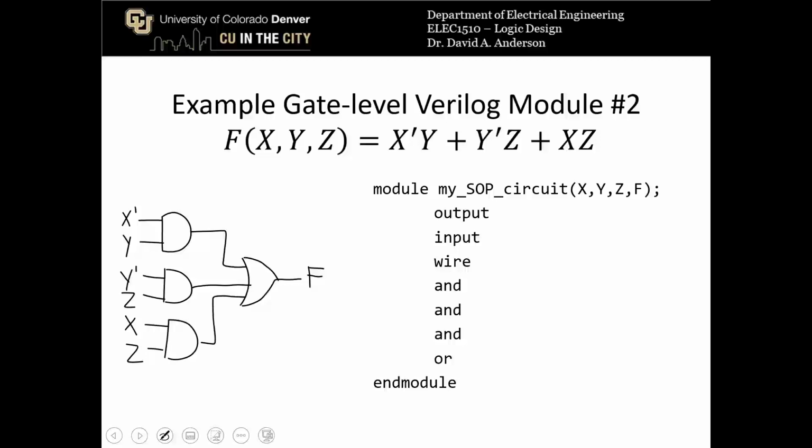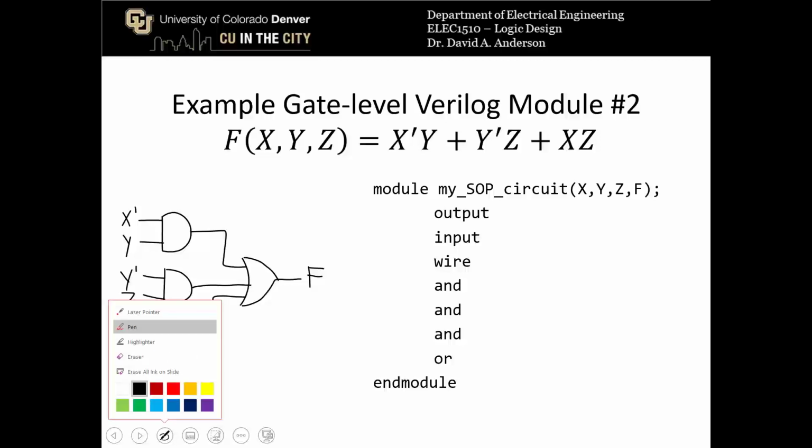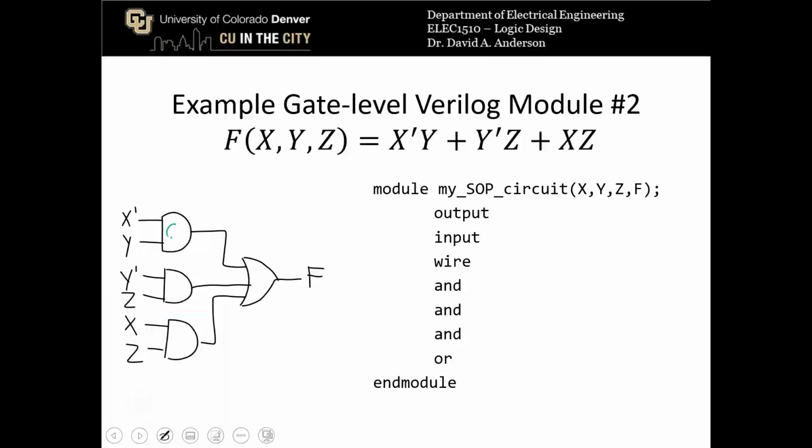Okay, so let's go through and first we'll assign a name to each one of these gates. So I'll call this gate 1, gate 2, gate 3, and gate 4 for the OR gate. You don't always have to draw this every single time, but it helps at first just to visualize what you actually need. And then let's assign wire names to the wires. So we have wire 1, wire 2, and wire 3. Again, wires are internal connections inside the module that are neither inputs nor outputs.